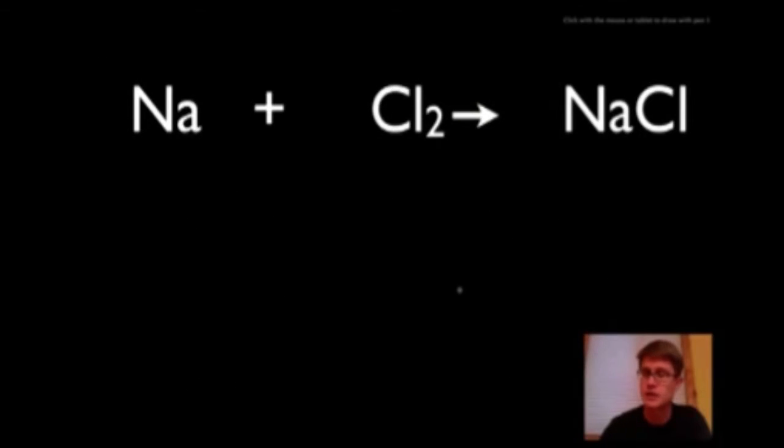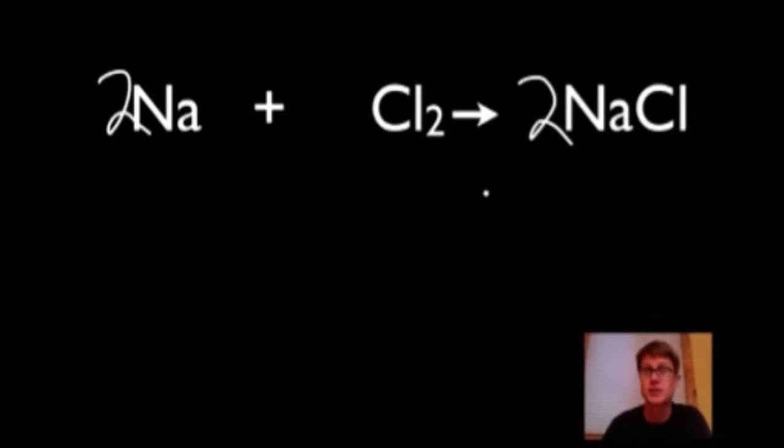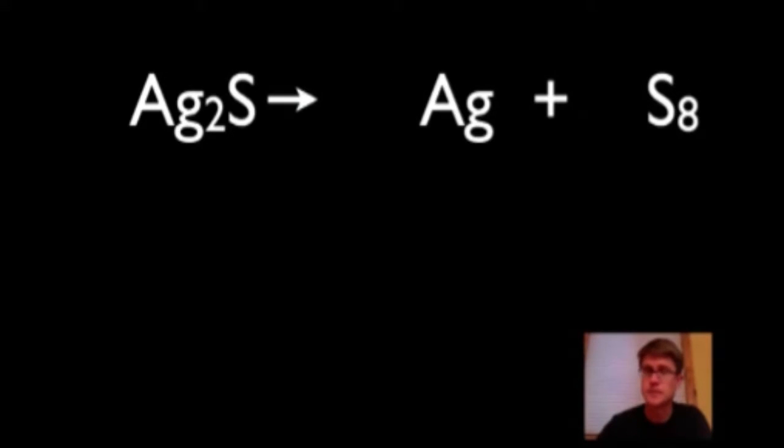And so the right answer for that one is to put a 2 in front of the sodium and then a 2 in front of the sodium chloride. And that's a balanced equation. Remember, you can never change the subscript. All right, let's do another one.